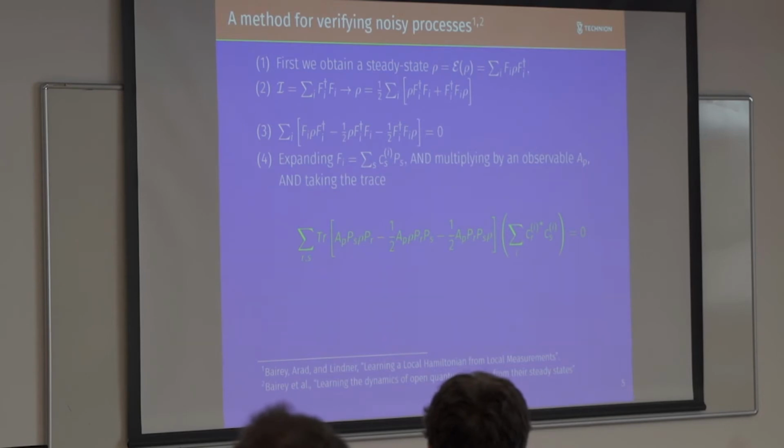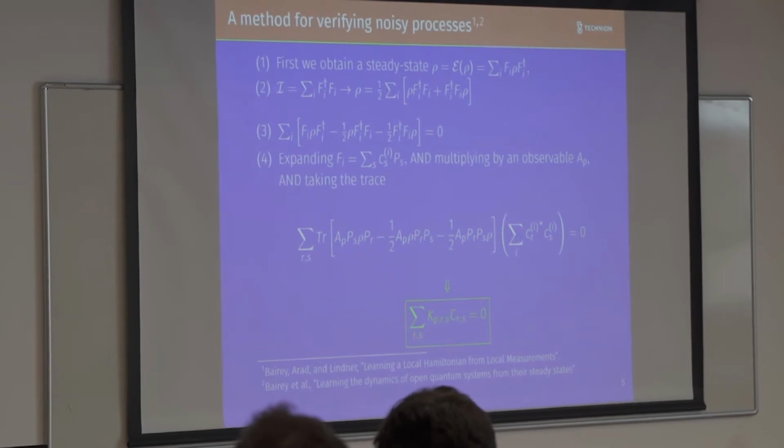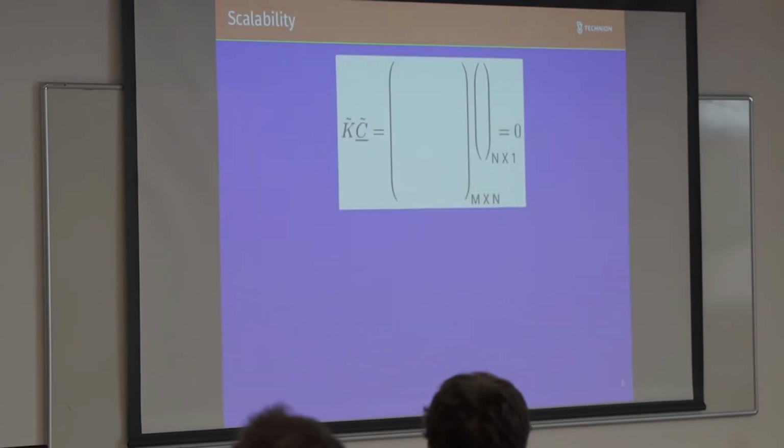Okay, you don't really need to understand what happens here, because if I take all the trace and all the things inside the trace, and I just call it K, and this small sum over the small c's, which define the Kraus channel, I just call it big C instead of small c. This is just a linear and homogeneous equation. Okay, so let's see what this linear homogeneous equation can give us, and why it is called a scalable method.